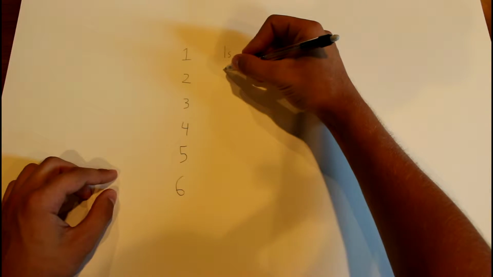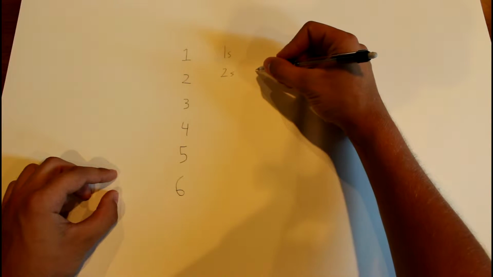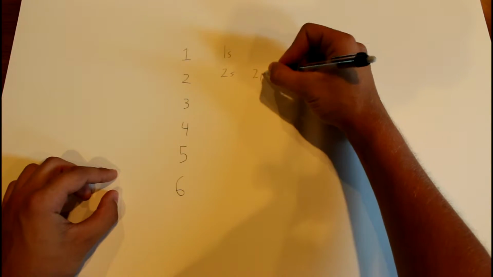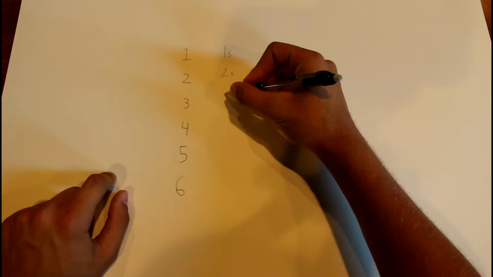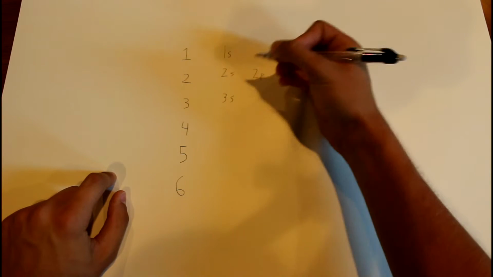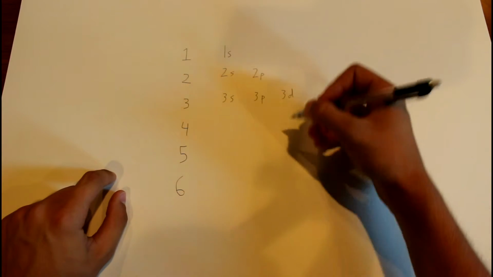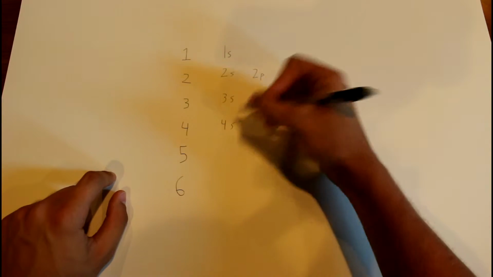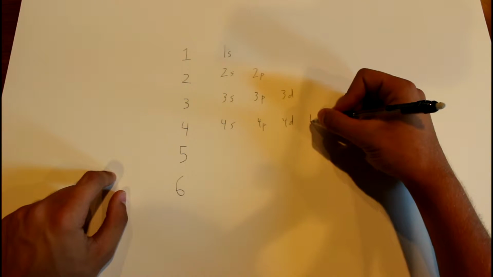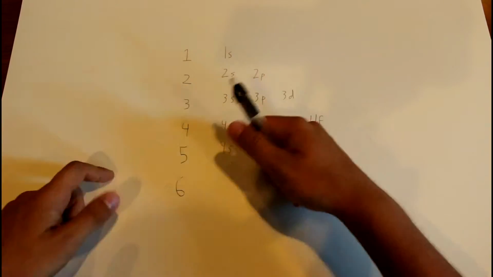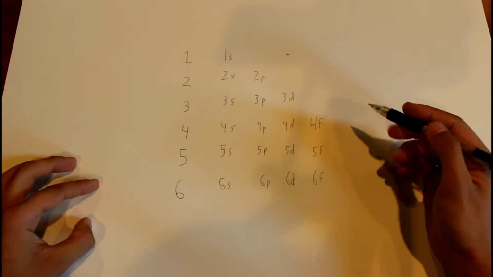The second level would have 2s, and then there would also be 2p, because we are on the second level and there's 2 sublevels within it. Level number 3 would have 3s, 3p, and 3d. Now we'd continue on with this, 4s, 4p, 4d, 4f, and now we have our levels.